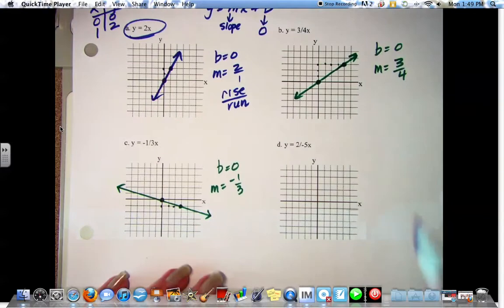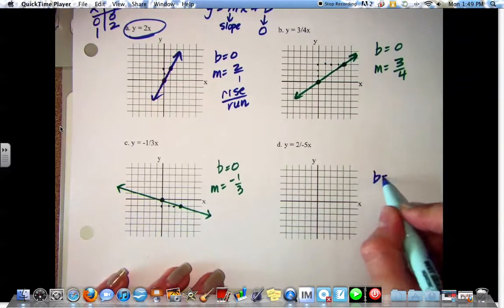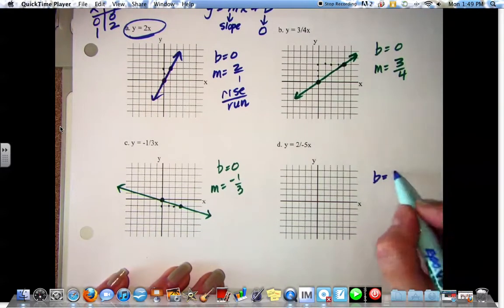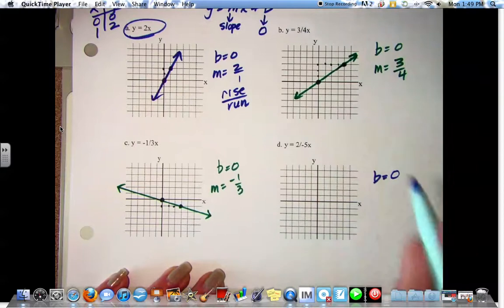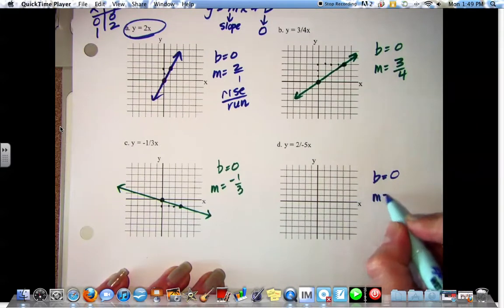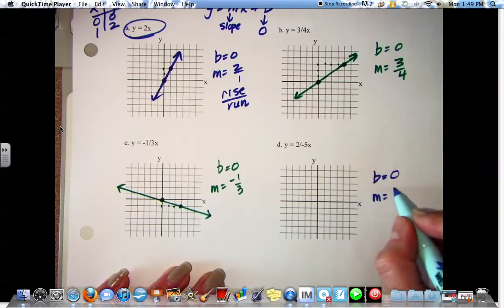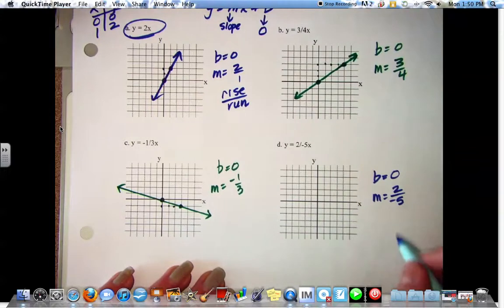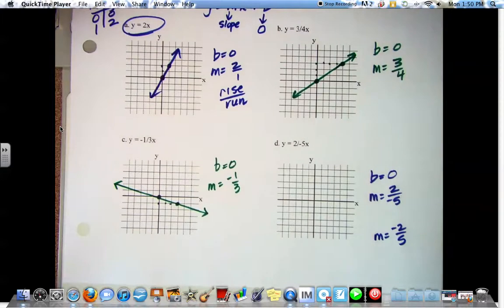Example D. Y equals 0, y-intercept equals 0. What is my slope? 2 over negative 5. Okay, so let's look at Connor's educated guess there. He says negative 2 over 5 is the same thing. Yeah, it is the same thing.